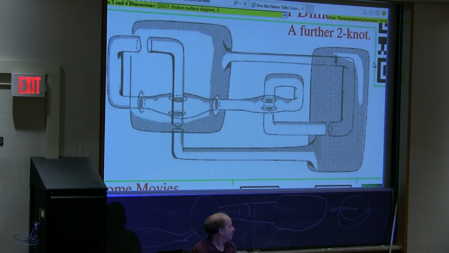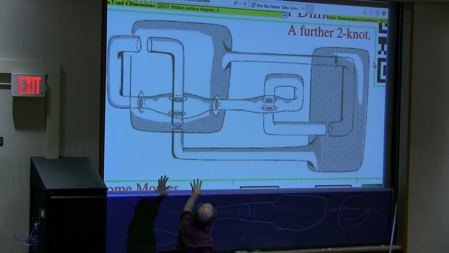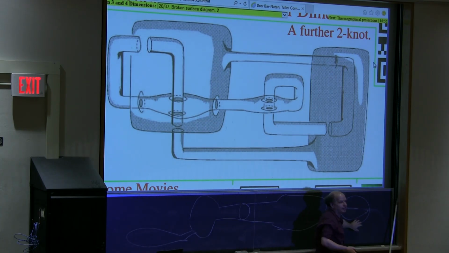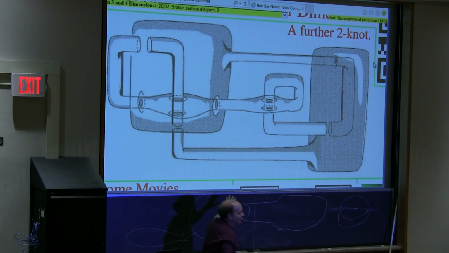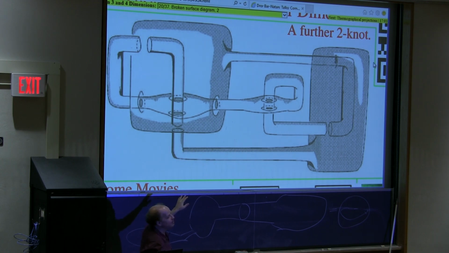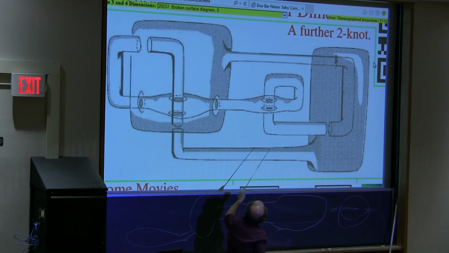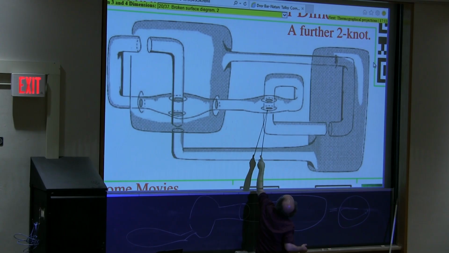So here's another two-knot. Again, I could go through the same description, and if you look at it, you'll realize that again, it's a two-dimensional sphere embedded in four-dimensional space, in R4. But this one is particularly stupid. Why? Let's look at various parts in it. So over here, the vertical tube cuts the horizontal tube.